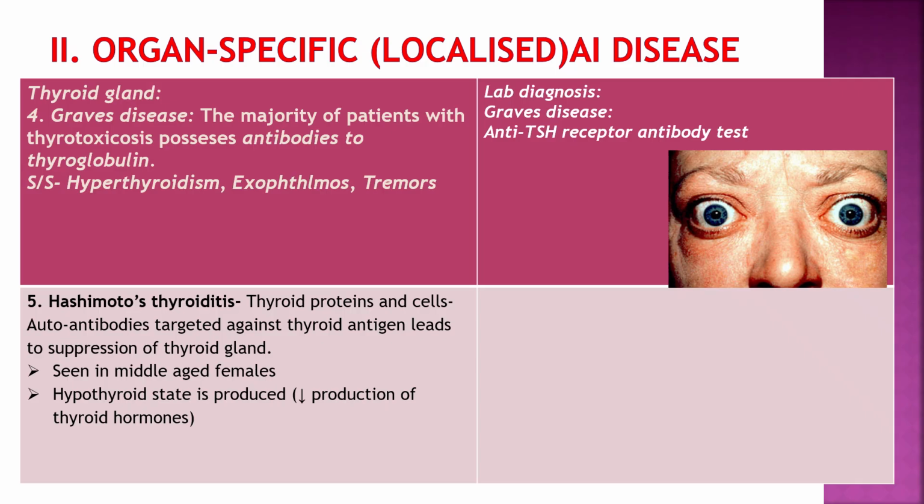Hashimoto's thyroiditis: autoantibodies targeted against thyroid proteins, cells and antigens lead to suppression of the thyroid gland. Seen in middle-aged females, a hypothyroid state is produced with decreased production of thyroid hormones.